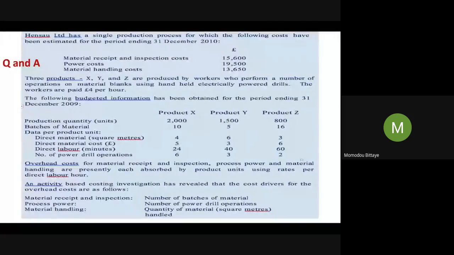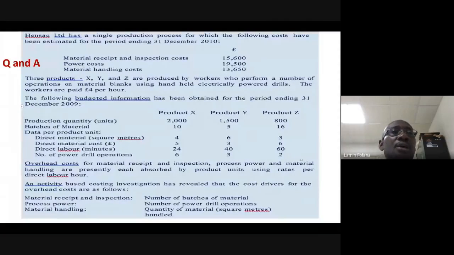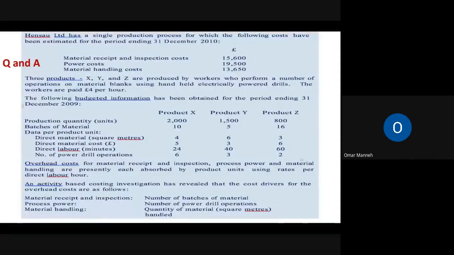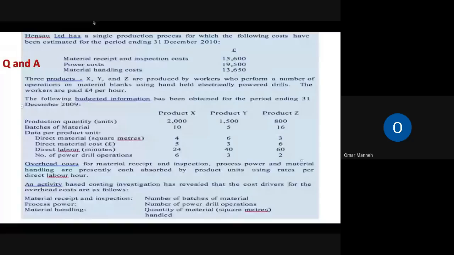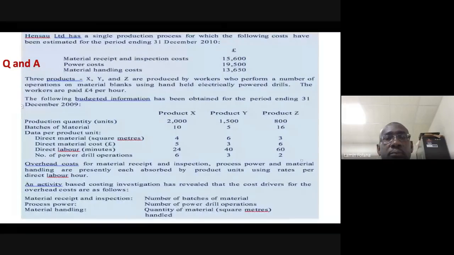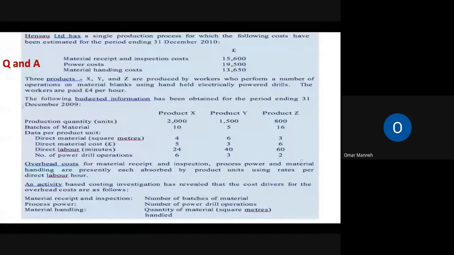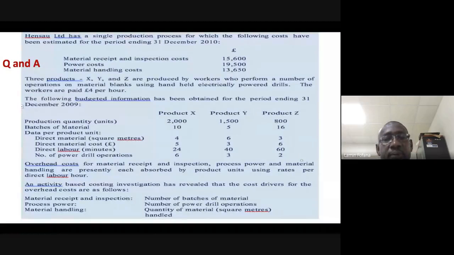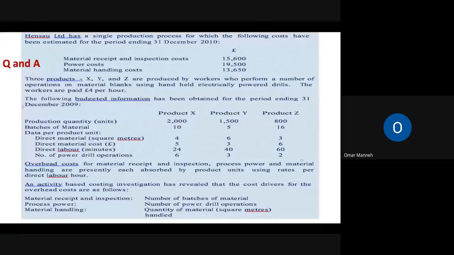Okay, thank you, sir. Right. Sorry, Mr. Fofana. Yes. It is related to the last lecture. I just want some clarification. Yes, go ahead, Omar. In absorption costing, the cost is normally absorbed. Yes. But for marginal costing, the overhead is normally treated as period cost. Exactly. I just want to understand what period cost means.